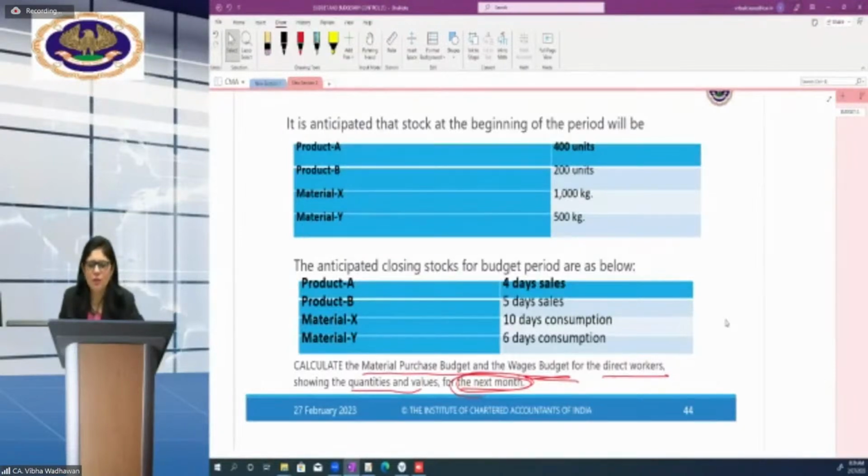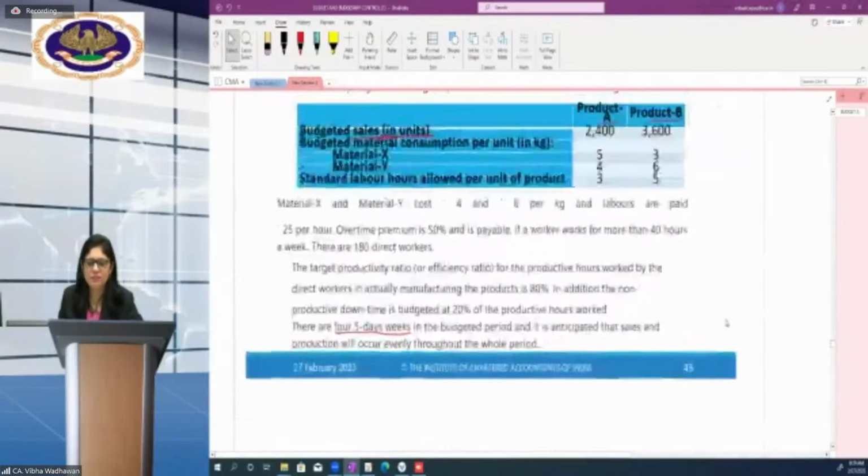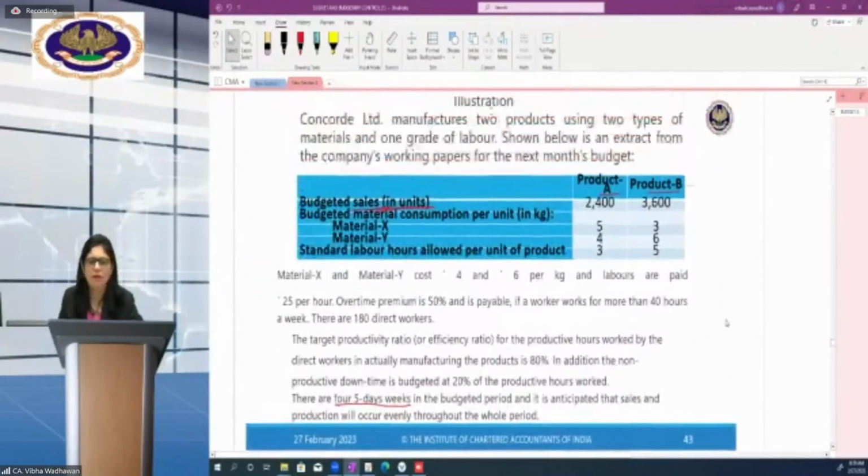Which budget do we require for the material purchase budget? Any answers? We require the production budget. We should know how much production is to be made. Then only we can find out how much material purchase we have to do.